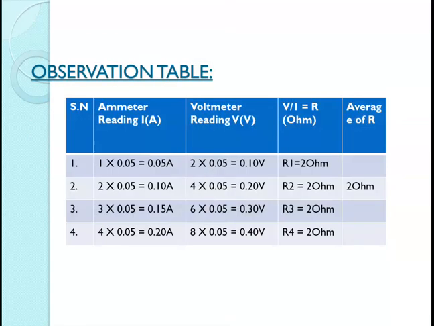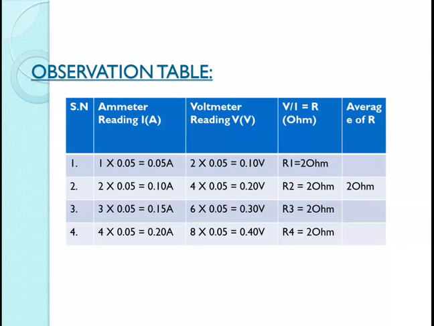This is the observation table. First we fix the value of the rheostat and then we take the readings from the ammeter and voltmeter. The ammeter gives the reading of current in ampere and the voltmeter gives the reading of potential difference in volt. Then we find in each case the ratio V by I, that is resistance R.